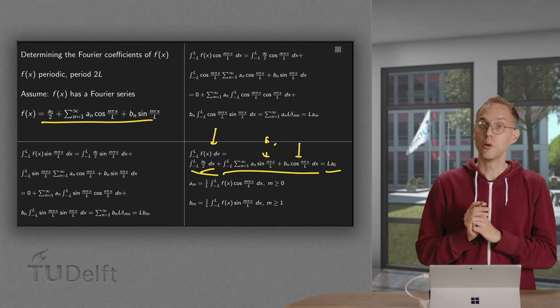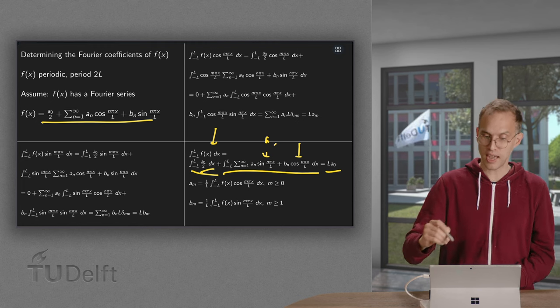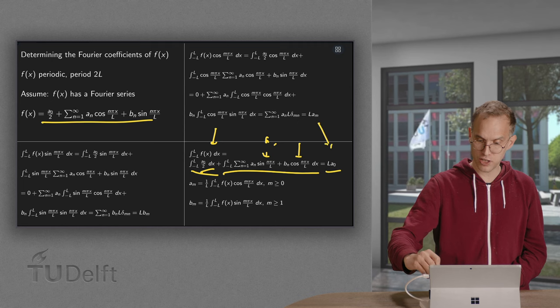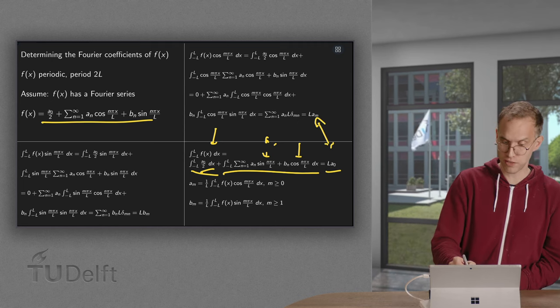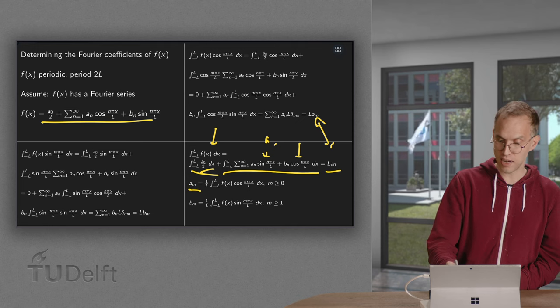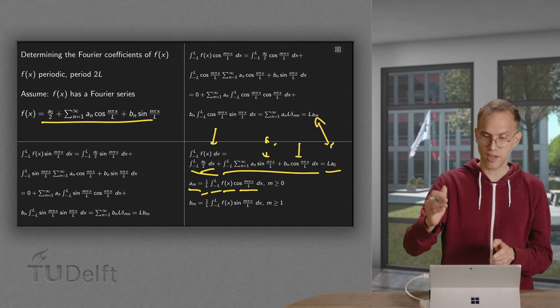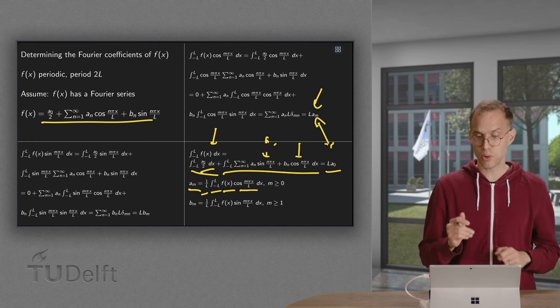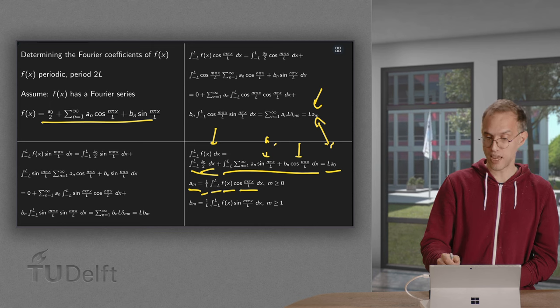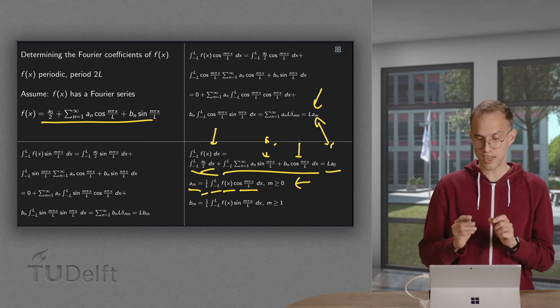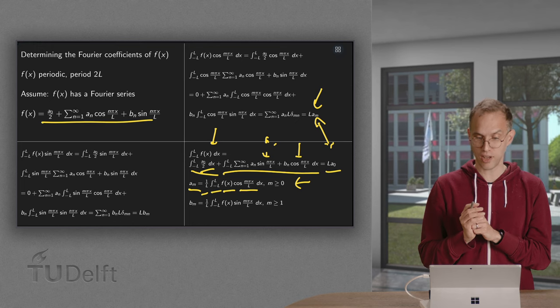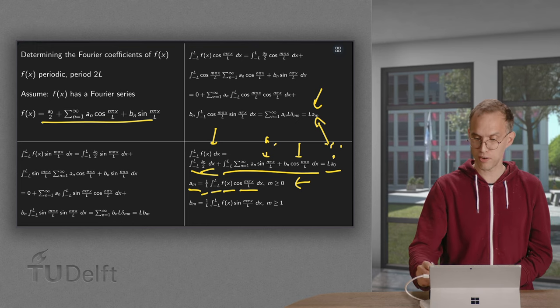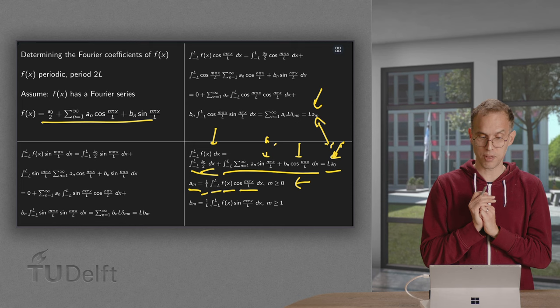And then you see why this factor of 2 came in handy, because now you basically have a similar formula over here, which you can summarize as follows. am can be found by integrating f times a cosine from minus L to L and dividing by L. For m equals 1 and so on, we found this already over here. But it also holds for m equals 0. If you plug in m equals 0 over here, you get a0 equals 1 over L integral f(x) dx, which is indeed the correct formula. So it also holds for m equals 0.